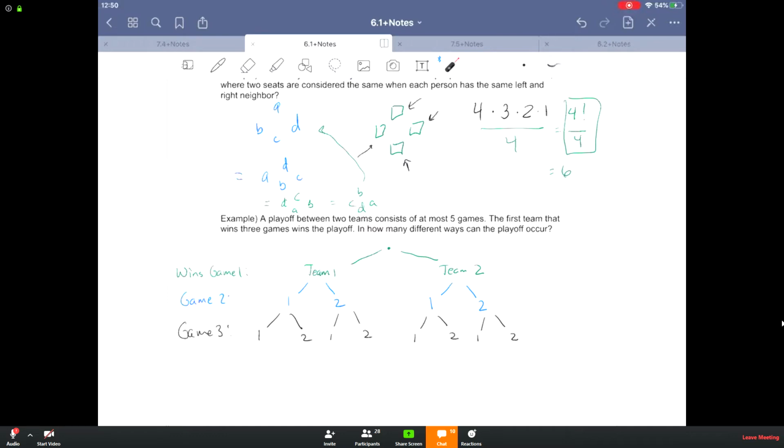You'll see right now that some of these are going to end. Remember that the first team that wins 3 games wins the playoff. So we actually have some cases that are over. One of the cases is that team one wins the first 3 games, and it's over. So I'm going to box the ones that are over. That's going to be one scenario, where team one wins the first 3. There's another one that's done also, where team two wins the first 3, so that branch is done also. Once you see 3 of the same number, then you're done.